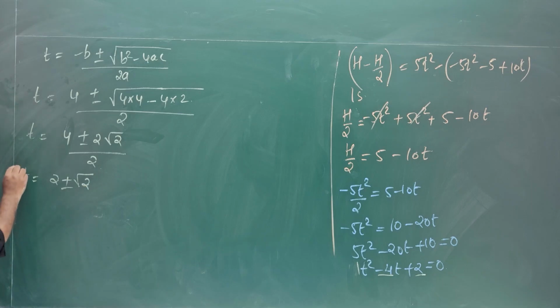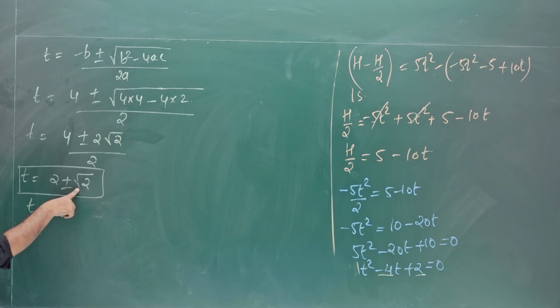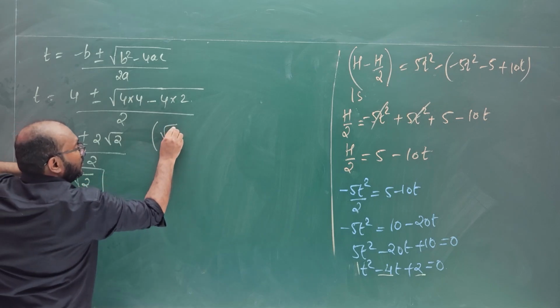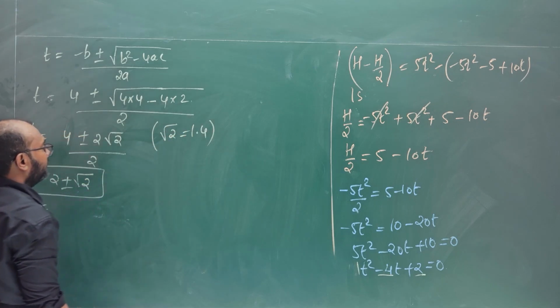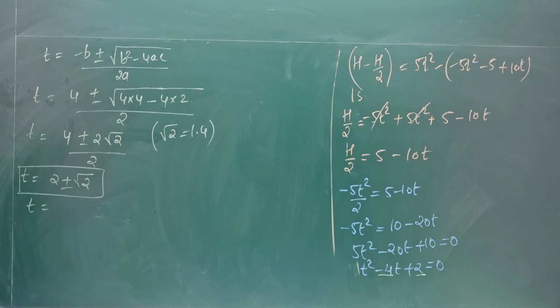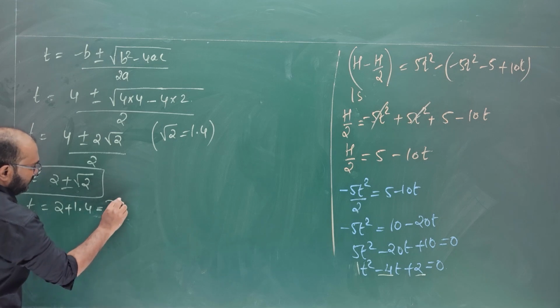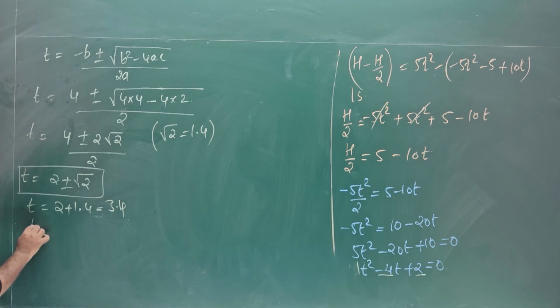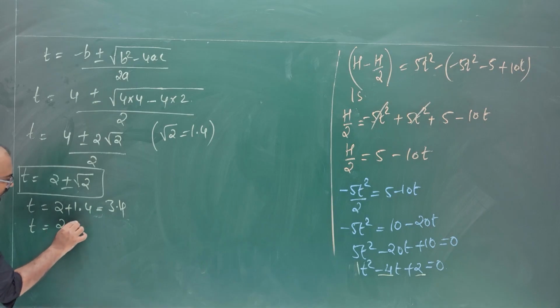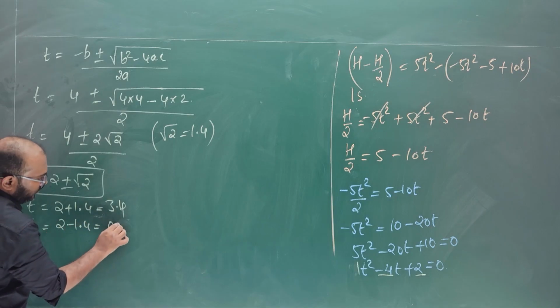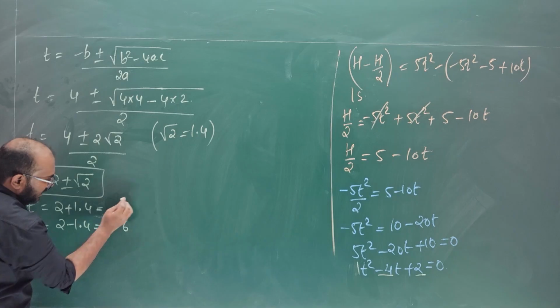This is your time. Now, if you can substitute and get the value of time, so you will be getting t is equals to 2 plus or minus root 2. Root 2 value is 1.414, but 1.4 is enough. Okay, so t is equals to 2 plus 1.4. This becomes how much? 3.4. And t is equals to 2 minus of 1.4. This becomes 0.6. Both values are again positive.